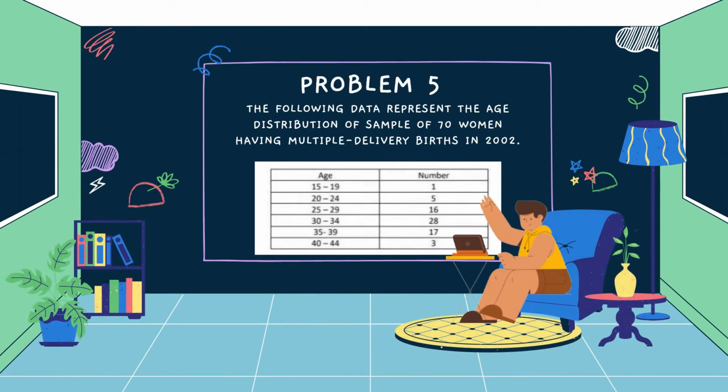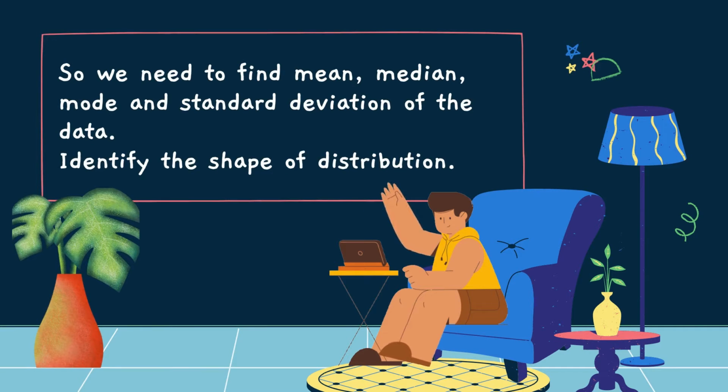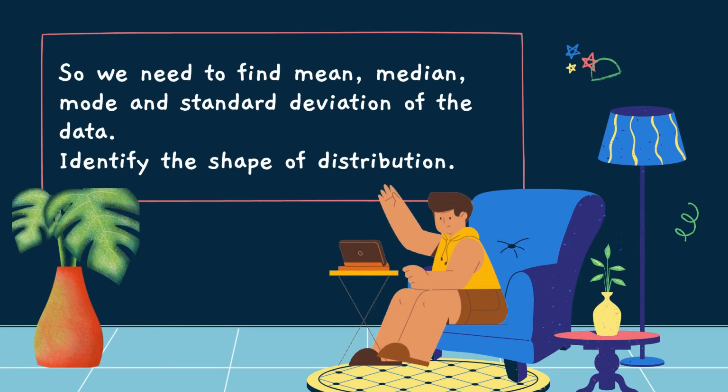Problem 5. The following data represent the age distribution of a sample of 70 women having multiple delivery birth in 2002. So, we need to find the mean, median, mode, and standard deviation of the data. Also, we need to identify the shape of the distribution.